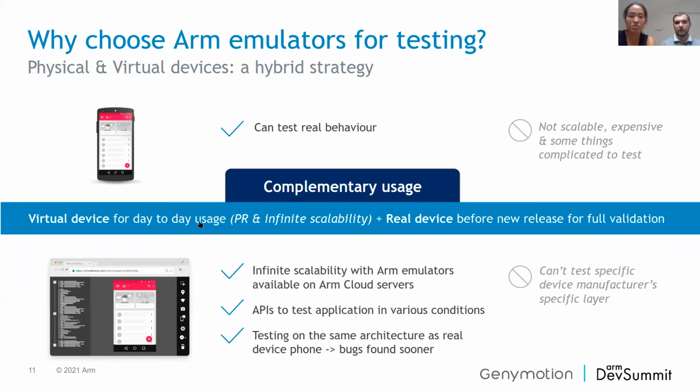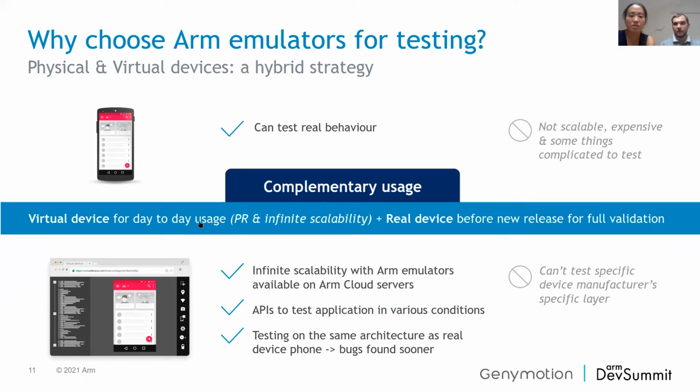Indeed, we can use APIs to test the application in various conditions, for example, doing image injection, which could be hard with physical devices. And as we need to test often, we need to be reactive and have devices always available for the test in order not to block a pending pull request.